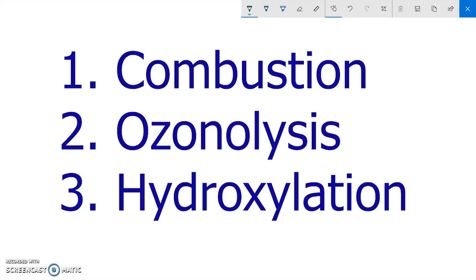There are three reactions that can happen to an alkene for oxidation. The first one will be the combustion. Second one is ozonolysis, and the third one will be the hydroxylation reaction. Let's take a look at the combustion reaction.